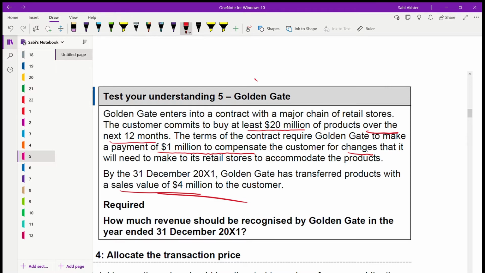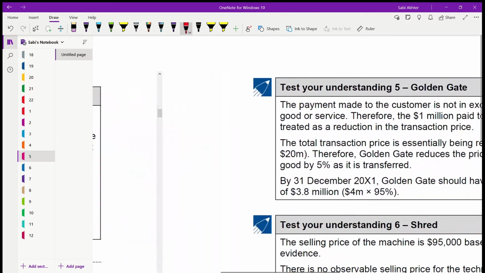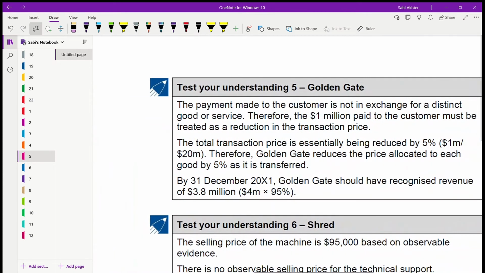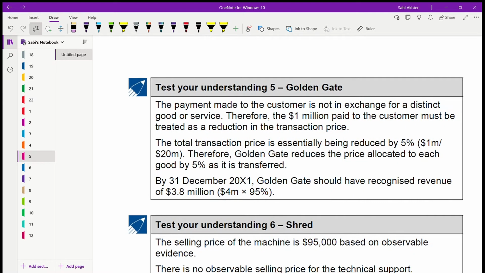So this is like a contract modification. You're not making any changes. There are no distinct goods and services after the modification. You're understanding? So the payment made to the customer is not in exchange for a distinct good or service. Therefore, what should you do? You should reduce this from the transaction price. This rule is there in part 1 of this video. If you are not understanding this, you need to go back to part 1, where they say that if the payment made to the customer is not in exchange for a distinct good or service, you should reduce that from the transaction price.